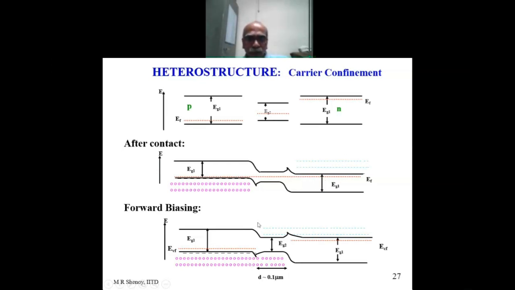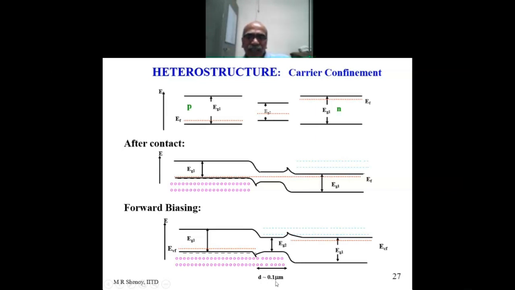But the point is, before you forward bias, there is one Fermi level even here. But when you forward bias, there is a separation between the Fermi levels. And more important to note is, because of the potential barrier here and the barrier here, the holes are confined to this region and electrons are confined to this region. They cannot go over to the other side because of this potential energy barrier, which means the carriers are forced to stay together in the same space.